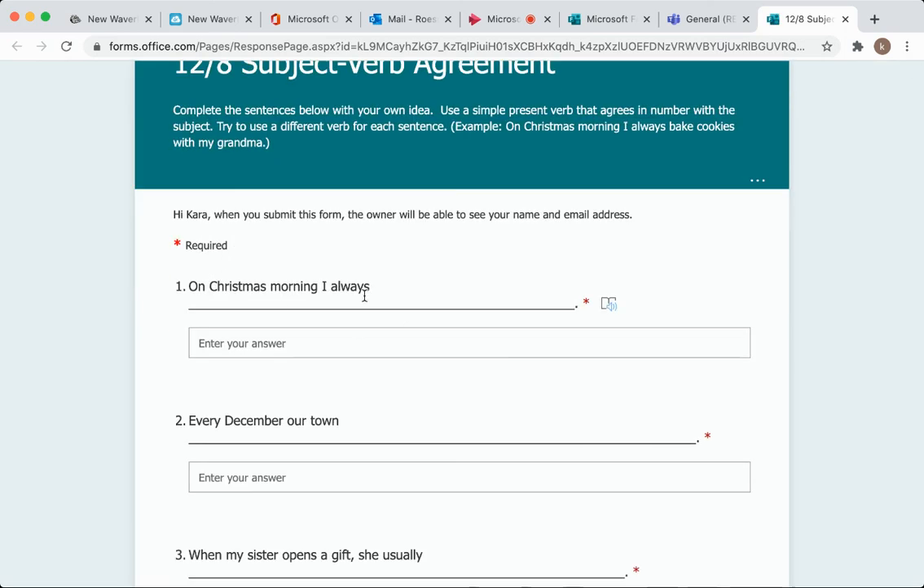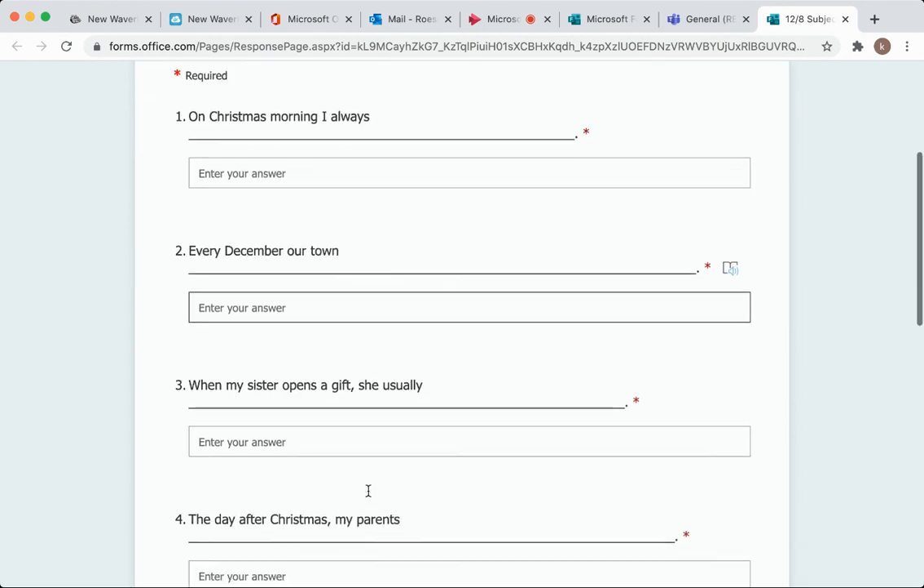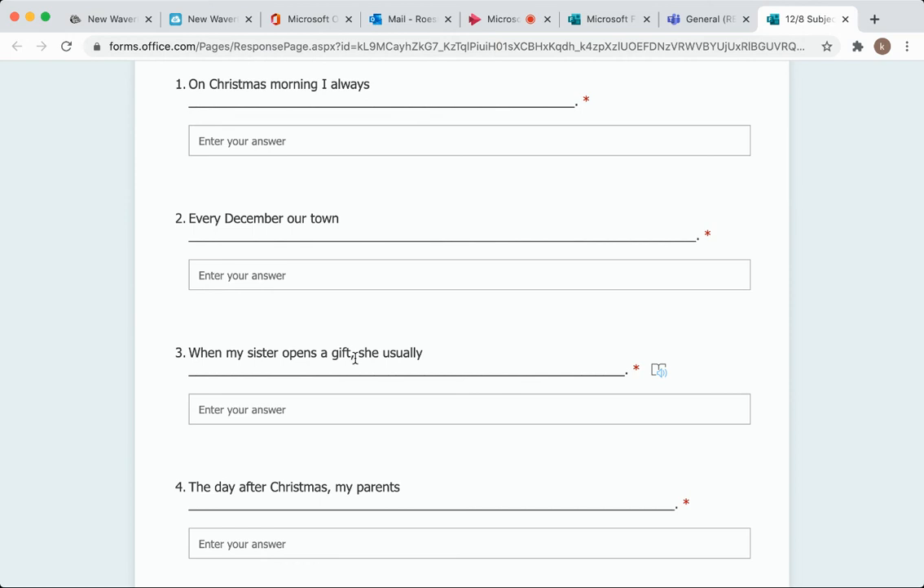On Christmas morning, I always. So if I wanted to say run 3 miles. Haha. Those of you that know me know I'm not doing that on Christmas morning. So here you would retype the sentence. On Christmas morning, I always run 3 miles. Every December, our town, and you're going to finish that with a verb in there. When my sister opens a gift, she usually, what does she do?